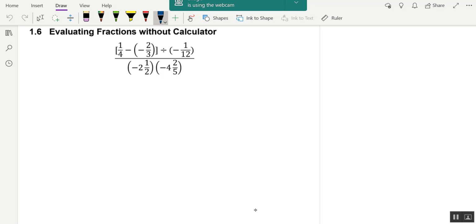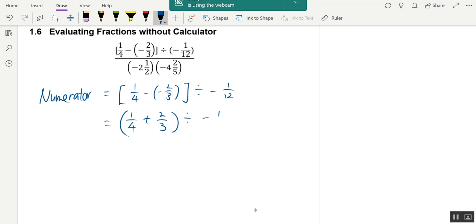Okay, so if you have a complicated numerator and a complicated denominator, I would suggest that you write down what your numerator equals to. That means you can find out each of them separately. 1 over 4 minus negative 2 over 3, divide by negative 1 over 12. Okay, so over here when you have minus, this will become plus.